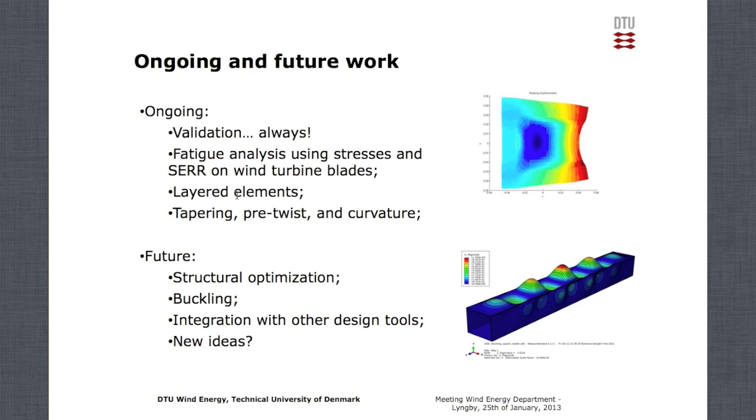We have recently developed layered elements inside BECAS. It's been implemented. We just need to make it sufficiently organized so that it fits the stable version. And we are looking into pre-twist and curvature corrections for the cross-section properties, and soon we'll be looking into tapering. We are going to continue the work we have started on structural optimization, and that will still be down the topology optimization way, to include more sections along the length and their elastic constraints. We are looking into how we can do estimations of panel buckling inside BECAS.